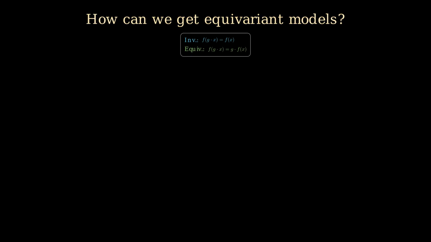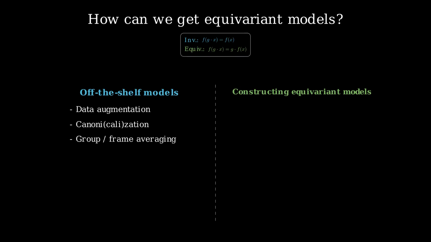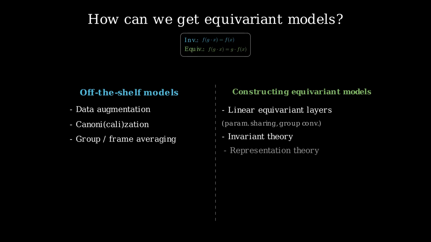Welcome to this. Having established groups, group actions, and representations as our building blocks, we return to the central question: how can we get equivariant and invariant models? The first family uses off-the-shelf models, made equivariant through processing. Three techniques: data augmentation, canonicalization, and group or frame averaging. The second family constructs equivariant models by design. Approaches include linear equivariant layers with parameter sharing or group convolution, invariant theory, and representation theory. Both families build on the mathematical language we just developed. Our series continues by exploring each approach in depth.